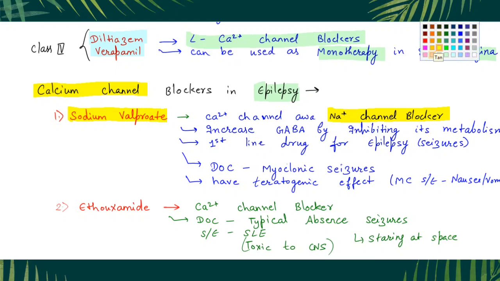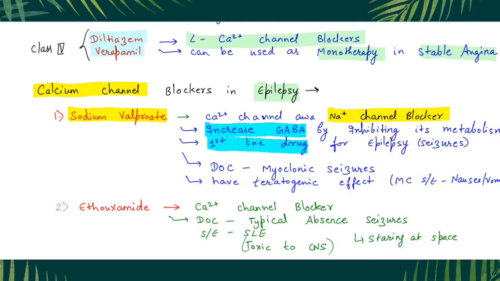What is the function of GABA, gamma aminobutyric acid? It is an inhibitory neurotransmitter. So we are inhibiting its metabolism and increasing the GABA. Epilepsy can be partial seizures or generalized seizures. Partial seizure is also known as focal seizure. Sodium valproate increases the GABA by inhibiting its metabolism, and is a first line drug for epilepsy, mainly for partial or focal seizures.